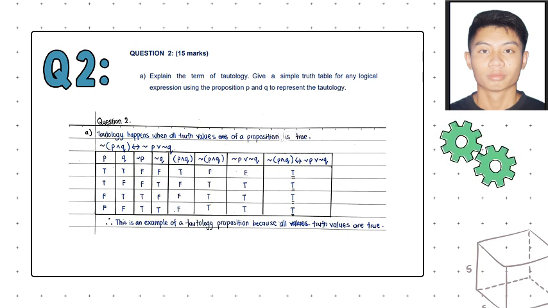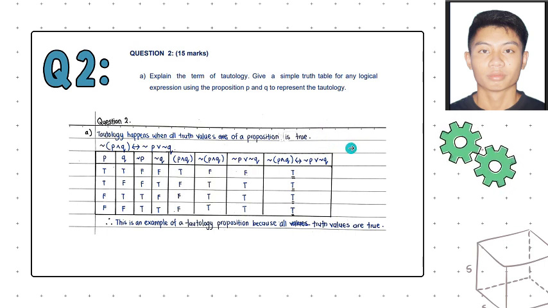So the question is, explain the term tautology and give a simple truth table for any logical expression using the propositions P and Q to represent the tautology. So the term tautology is when all truth values of a proposition are true. So basically the result must be all true. If any of those are not true, which is false, then it is not a tautology.